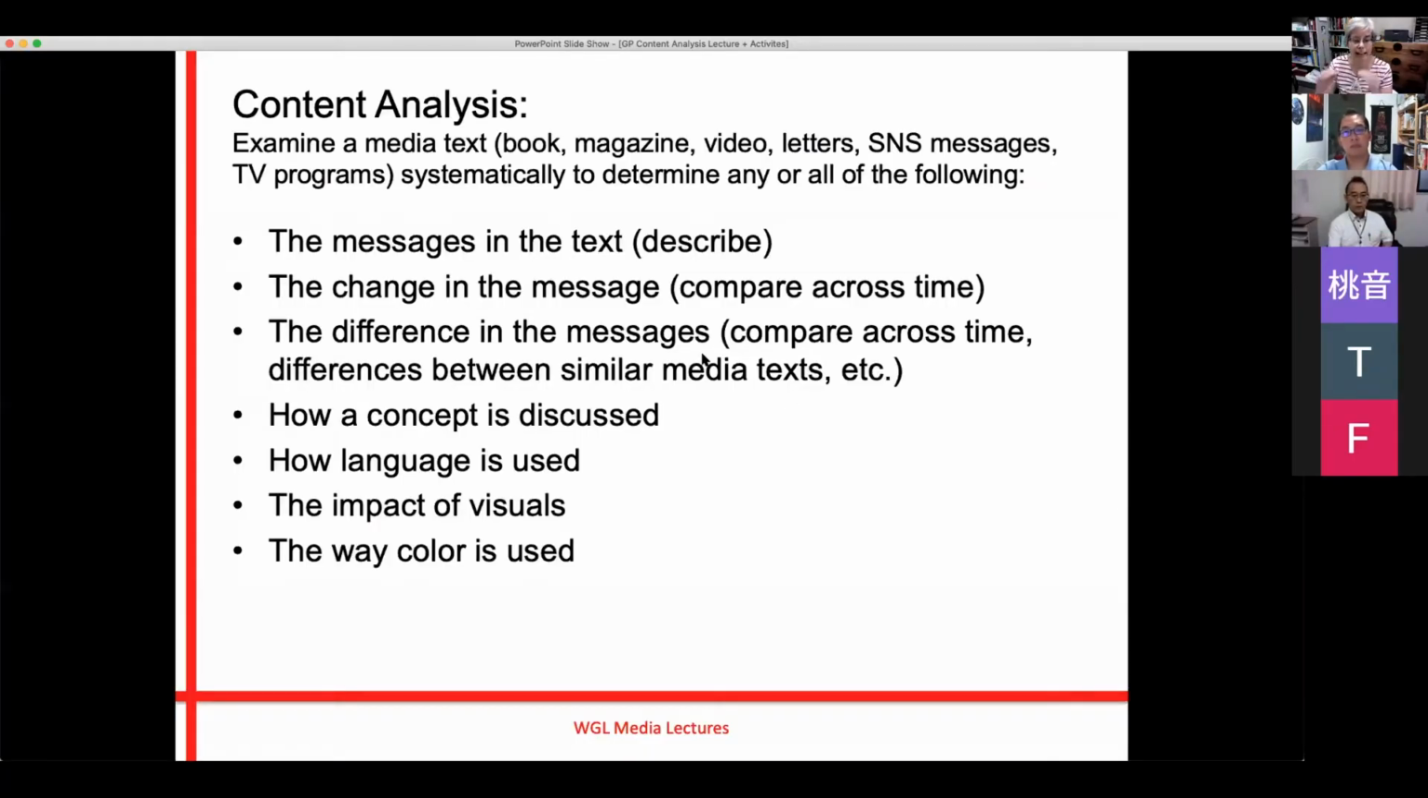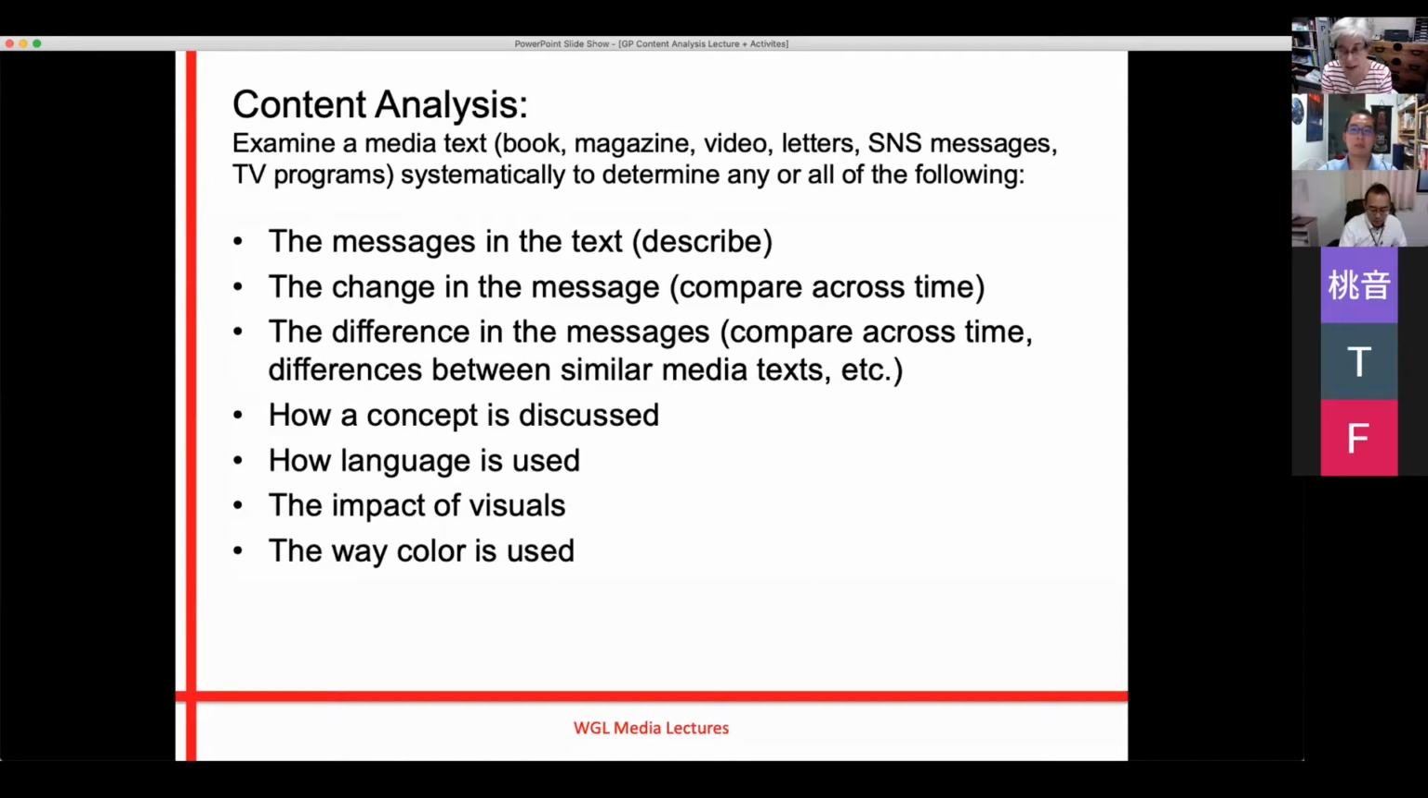Okay, so content analysis. Content analysis is something that I love to do. It's my favorite way to do research because I like reading things. I like media. I love media. And so I like looking at books or magazines or videos or letters or SNS messages or TV programs systematically in order to determine what the text is saying to me.